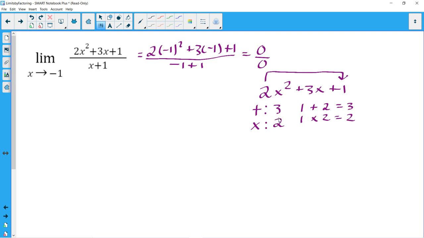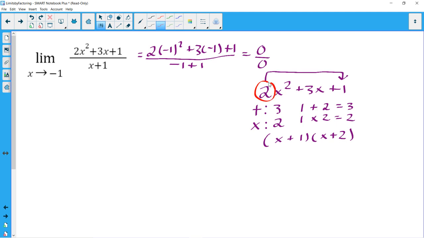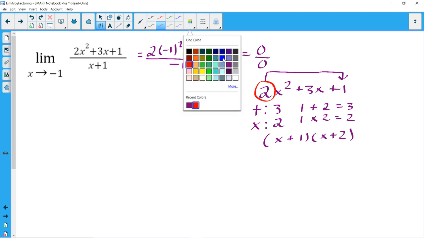Multiplies give me 2, adds give me 3. Well, 1 and 2. So then what I do is I go x plus 1 and x plus 2. So that's my factored form, but we're not quite done yet. What makes this one a little bit tricky is the fact that I've got that little pesky guy hanging out right there in front. That 2 messes everything up.